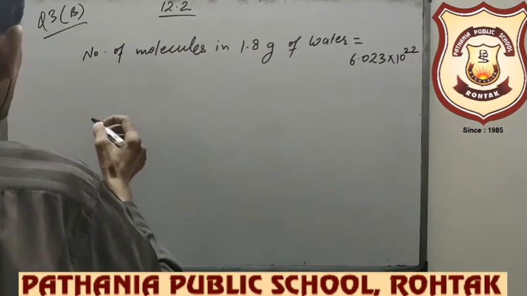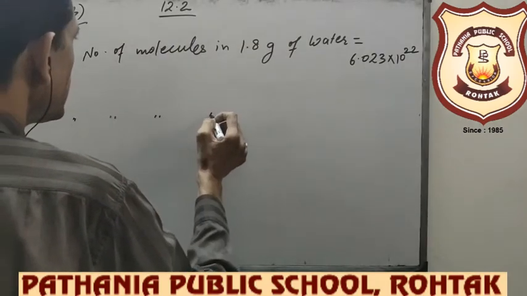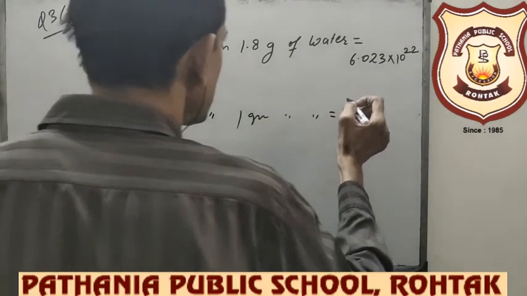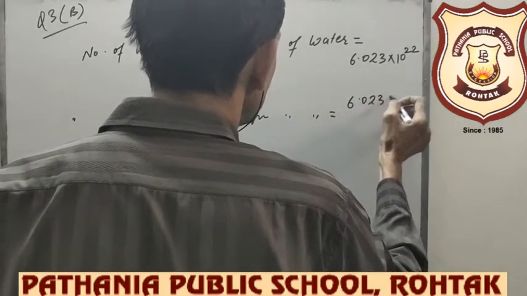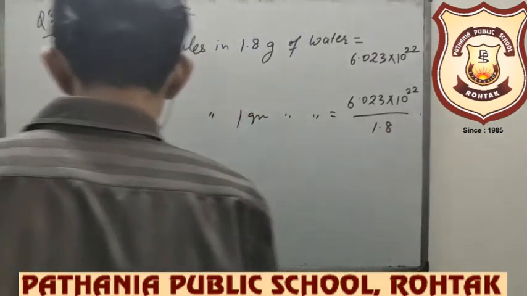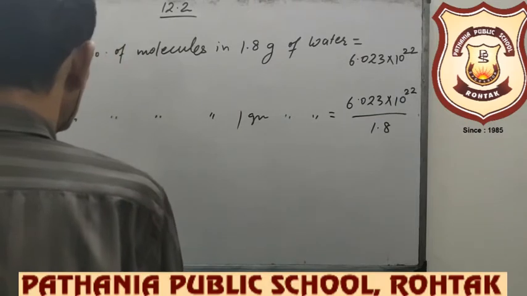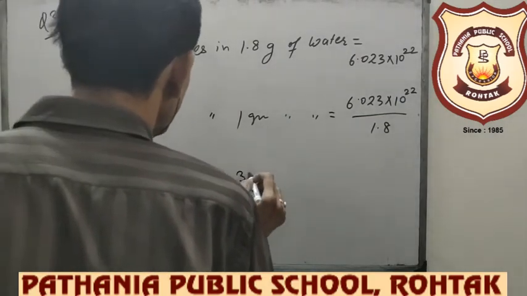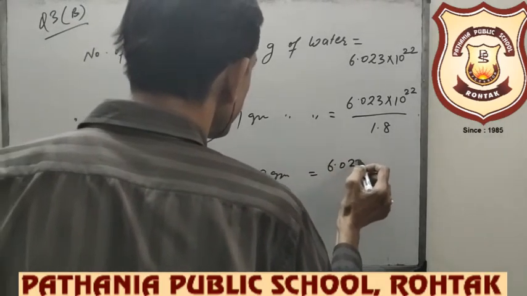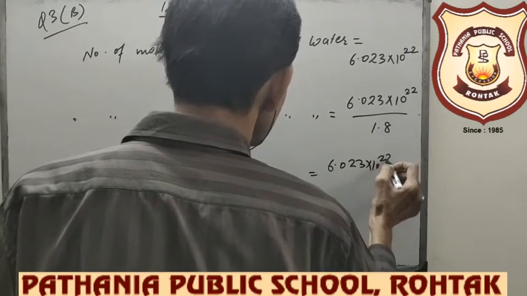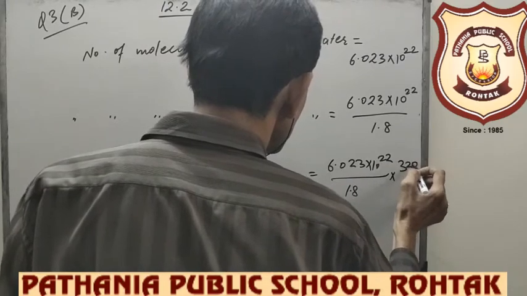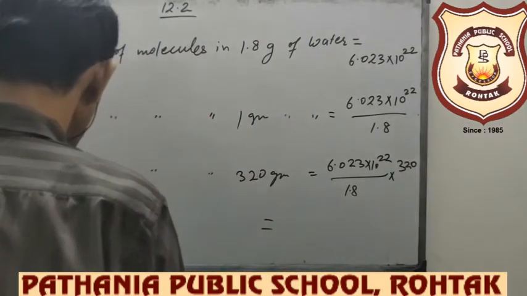अब लिखो number of molecules in 1 gram of water is what? 6.023 into 10 raised to the power 22 upon 1.8, and the number of molecules in 320 gram of water ये आ जाएगा this one upon 1.8 into 320। तो बेटे सोल्व करो इसको। What is it?